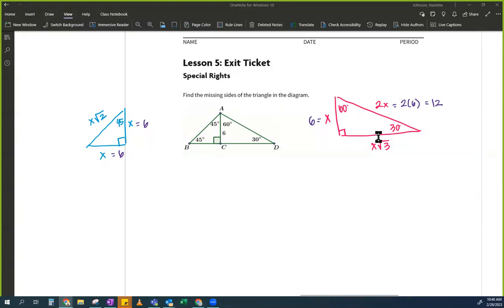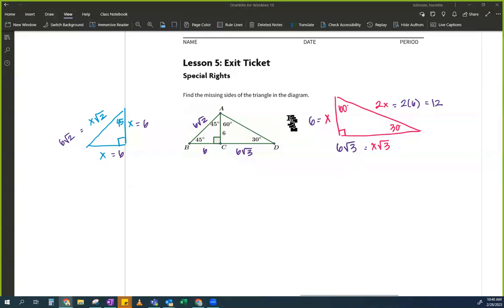Aren't there x's in front of the square roots? Yes, so I'm going to write this as equal to 6 root 3. Very good. And this one as 6 root 2. I'm done, right? That's all they wanted you to do. So I'm just going to superimpose all these onto here. This is 6 root 3, this is 6, this is 6 root 2, and this is 12.